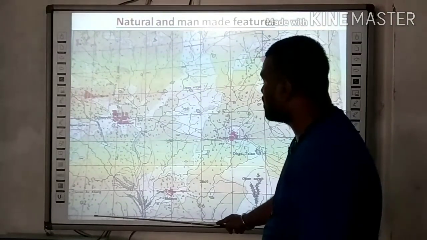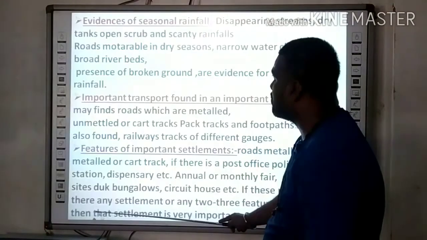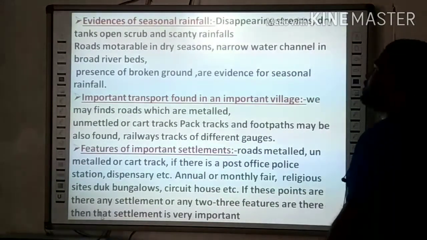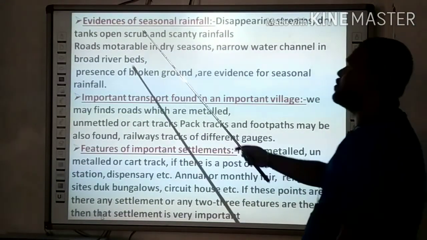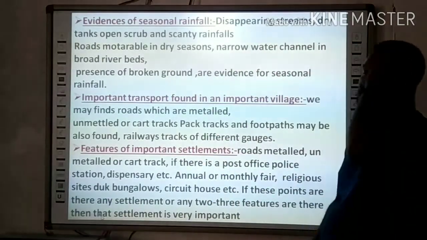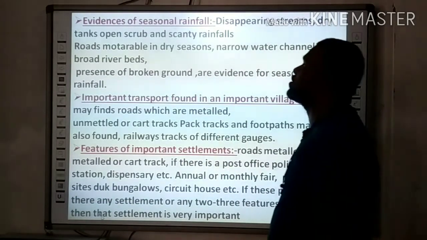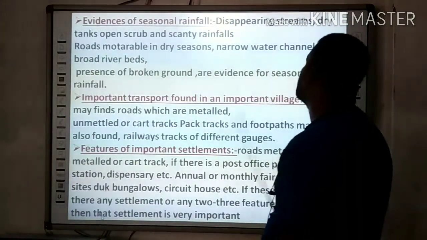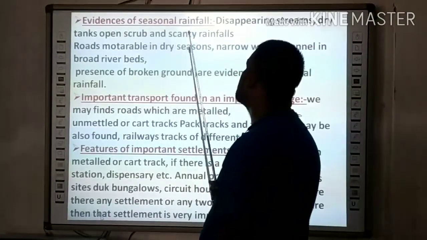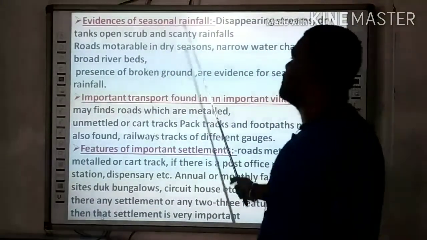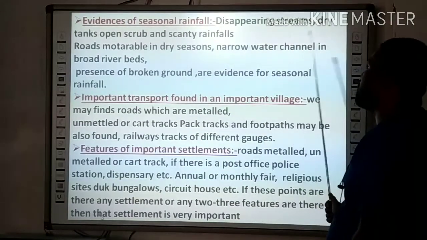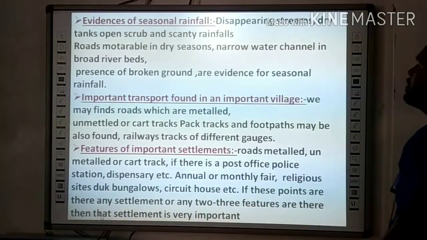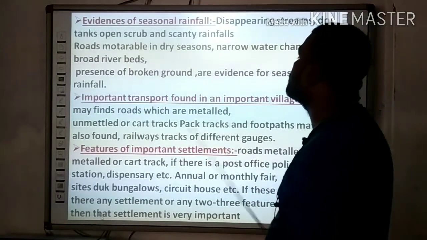Next is evidence. Now this slide is about questions sometimes asked in your exam. Say you have been asked, what are the evidences of seasonal rainfall? So you give an answer, the rainfall is seasonal. Now what are the evidences for that? You have to find a disappearing stream, dry tank, open scrub, and scanty rainfall. Road motorable in dry season, narrow water channel in broad river beds, and presence of broken ground are also evidences for seasonal rainfall.